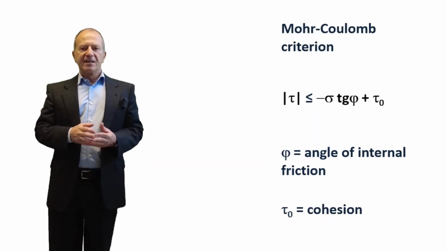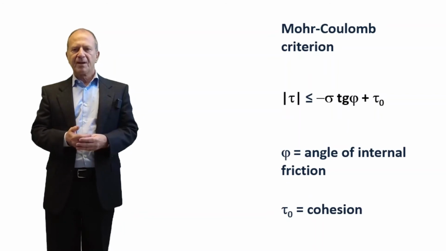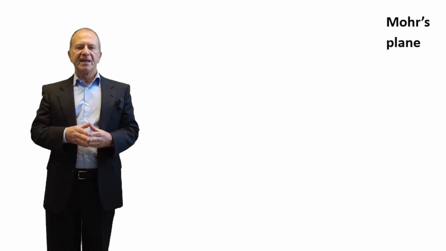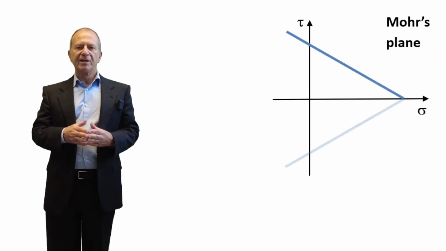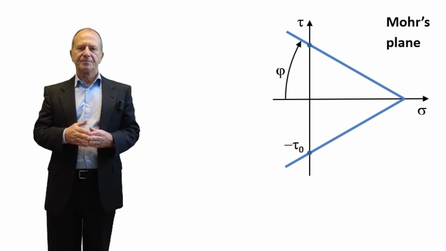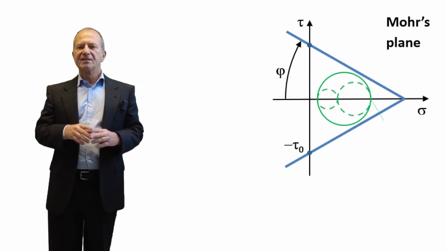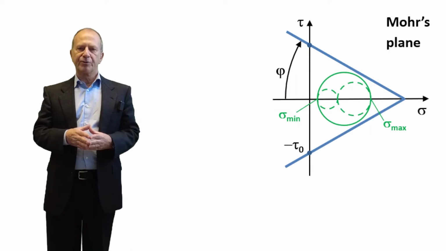The critical index underlying this criterion is thus a combination of normal and shear stresses. In the sigma tau plane, or Mohr plane, this criterion is represented by a domain bounded by two half-lines departing from a common origin and symmetrical with respect to the sigma axis. If the largest Mohr circle corresponding to a given stress is entirely contained in this domain, the stress is deemed to be permissible. And here is an example of permissible stress.